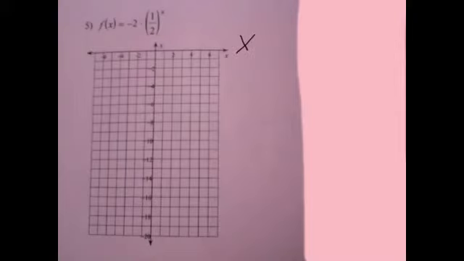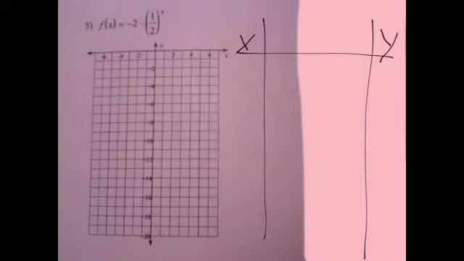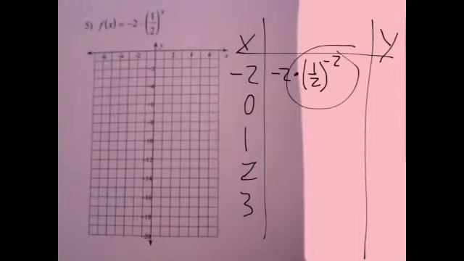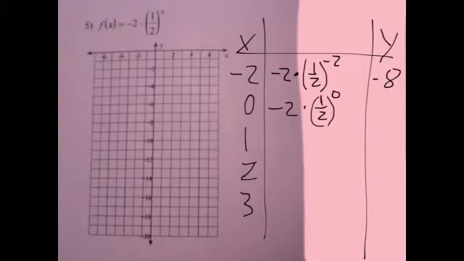And let's do 5 real quick while we're at it, before we switch to the next video. Pick some x's. Let's do negative 2, 0, 1, 2, 3. And we have to do negative 2 times 1/2 to the negative second power. We already talked about what that means. That's the same thing as 2 squared, which is 4, times the negative 2, gives me negative 8. And we have to do negative 2 times 1/2 to the 0th power. Negative 2 times 1 is just negative 2.